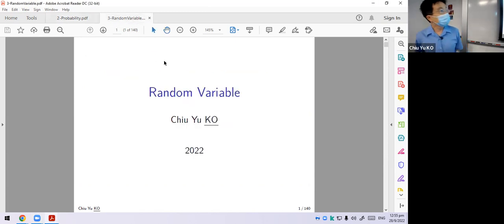Then we go to our random variable. Random variable is a more advanced topic in probability. It's just like we get more structure into our sample space.